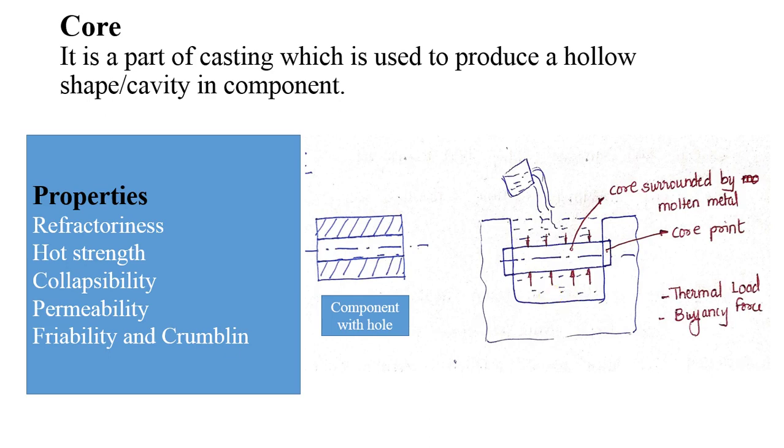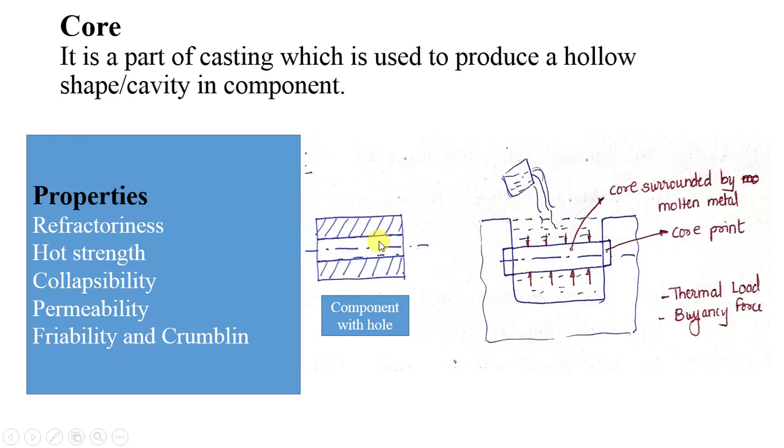Now let us see core. So core is a part of a casting which is used to make a hollow shape in a component. There is a difference between pattern and core. Many times students get confused between core and pattern.